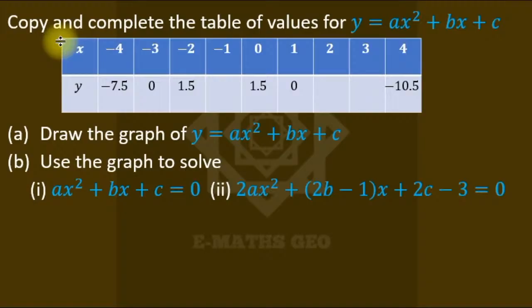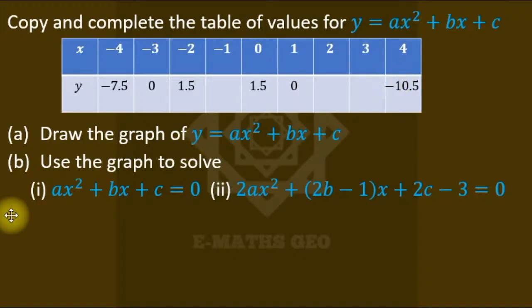So copy and complete the table of values for this. Y equals ax squared plus bx plus c. So this is a quadratic curve. But there is a little problem. We don't know the values of a, because the only way we can complete this table is to get the values of a, b, and c. So then we substitute the values of x to get the corresponding values of y. So first thing is to get a, b, and c. And how do we do it?